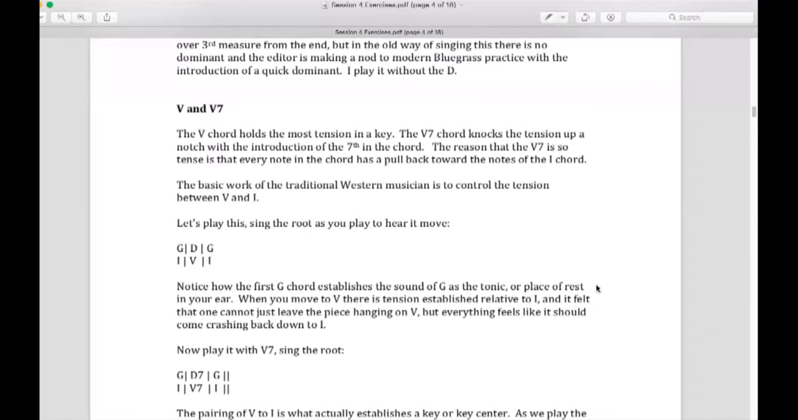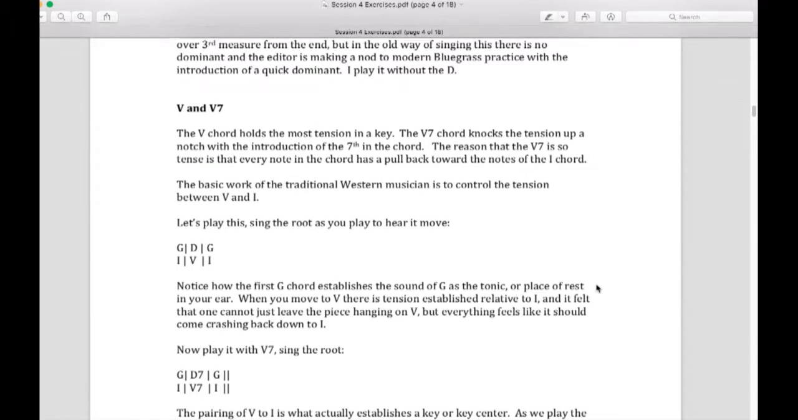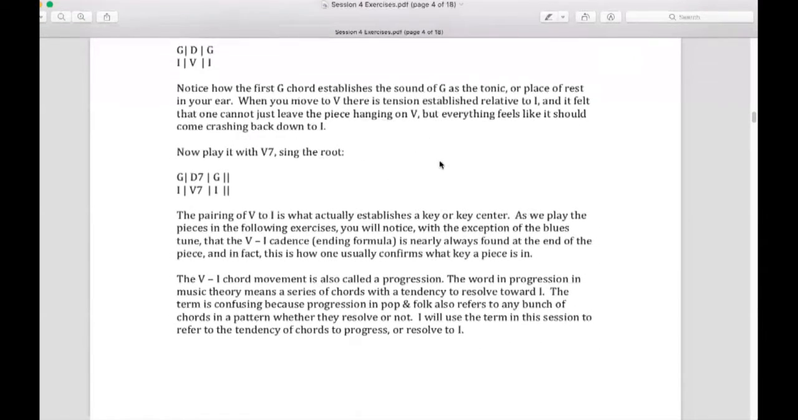Okay, so now we're going to do this with the 5/7. So everybody just play a D. Now play D7. And you hear how that note adds the tension. Again, D, and then back to D7.